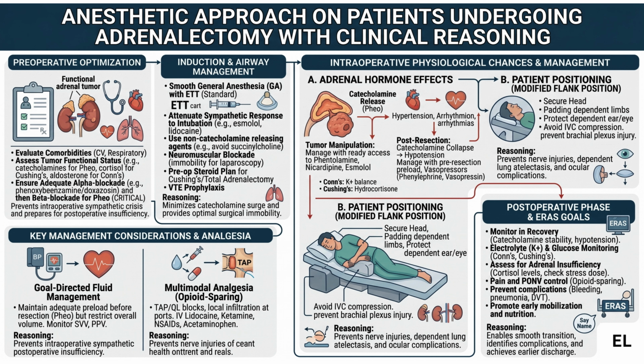The image highlights the importance of adequate alpha blockade before surgery. Drugs such as phenoxybenzamine or doxazosin are started days to weeks before surgery to control blood pressure and expand intravascular volume. Once adequate alpha blockade is achieved, beta blockers may be added carefully if tachycardia persists. This sequence is extremely important because giving beta blockers before alpha blockade can produce unopposed alpha stimulation and severe hypertensive crisis. The reasoning behind preoperative alpha blockade is to reduce perioperative sympathetic surges and improve cardiovascular stability during tumor handling.